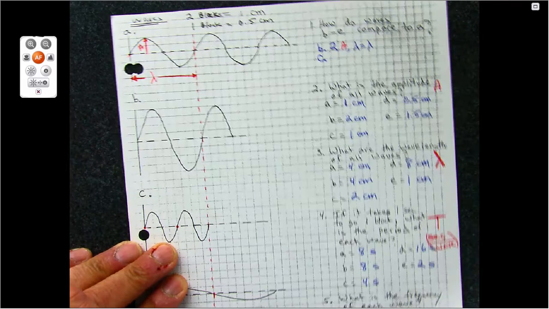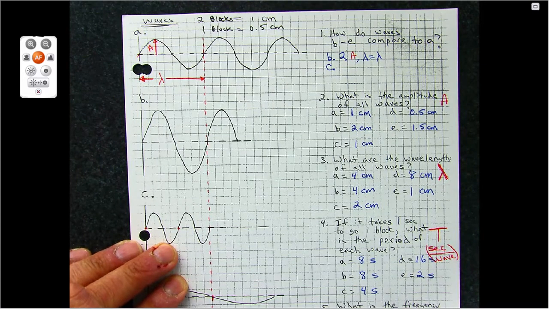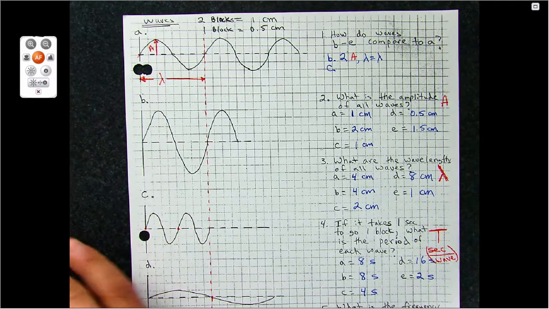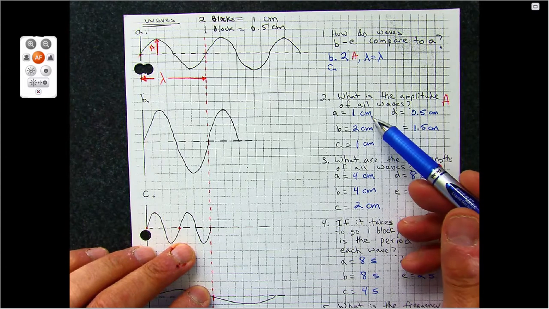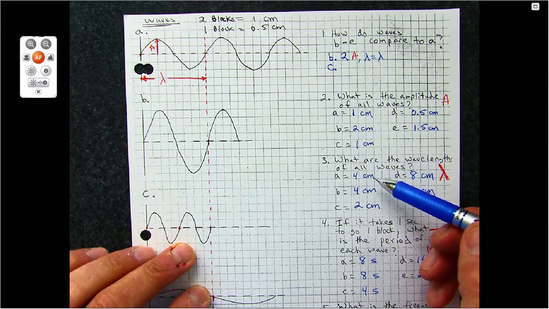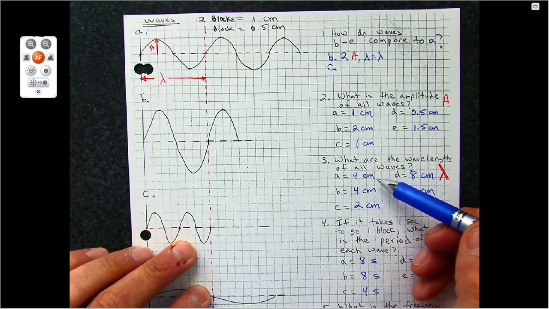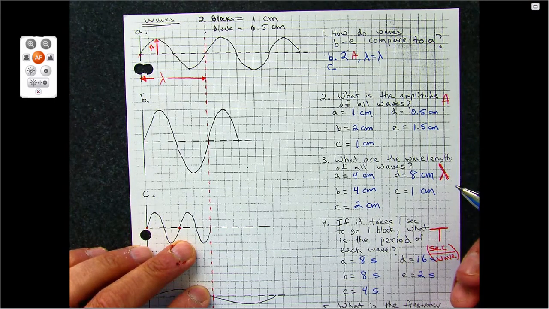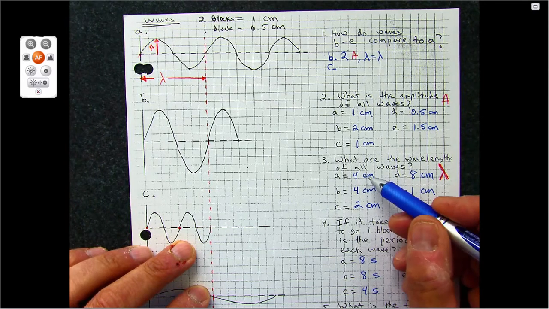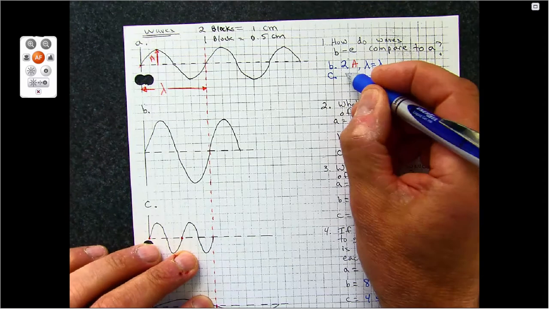The amplitude's the same, correct? Okay, the amplitude is the same. So when we did wavelength, A has a wavelength of 4 versus 2 in C. Yes, it's half the wavelength.